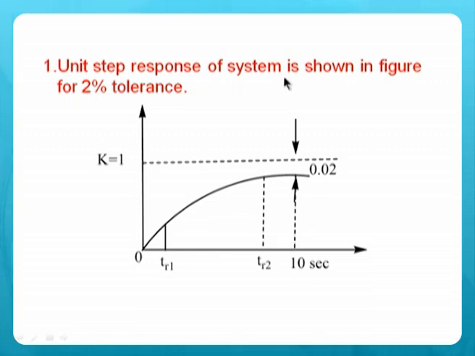The unit step response of the system is given here. It is a first order system, and a tolerance of 0.02, that is a 2% tolerance band, is allowed in the steady state. You are asked to calculate the rise time and delay time for this first order system. The settling time is given as 10 seconds and the tolerance allowed is 2%.